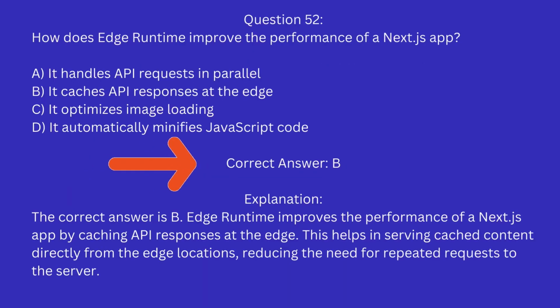Correct answer, B. Explanation. The correct answer is B. Edge runtime improves the performance of a Next.js app by caching API responses at the edge. This helps in serving cached content directly from the edge locations, reducing the need for repeated requests to the server.